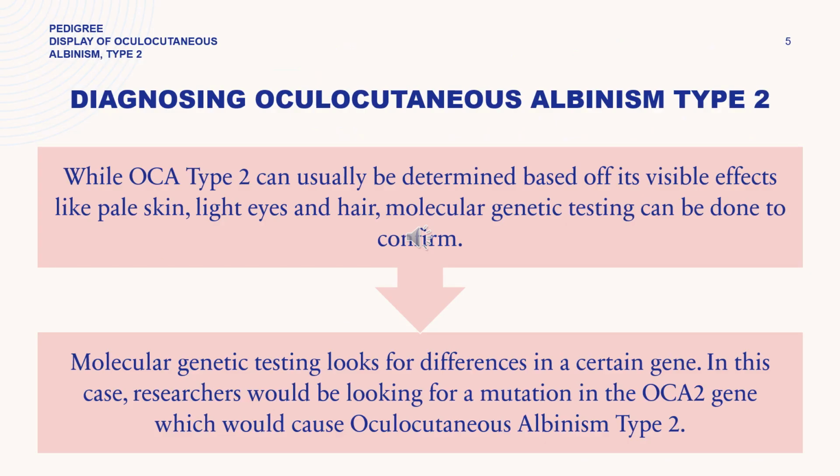So how is OCA type 2 diagnosed? Well, while OCA type 2 can usually be determined based off its visible effects that are caused by the phenotype, such as pale skin, light eyes, and hair, molecular genetic testing can be done to confirm that this person has OCA type 2. Molecular genetic testing looks for differences in a certain gene. In this case, researchers would be looking for a mutation in the OCA2 gene, which would cause oculocutaneous albinism type 2.